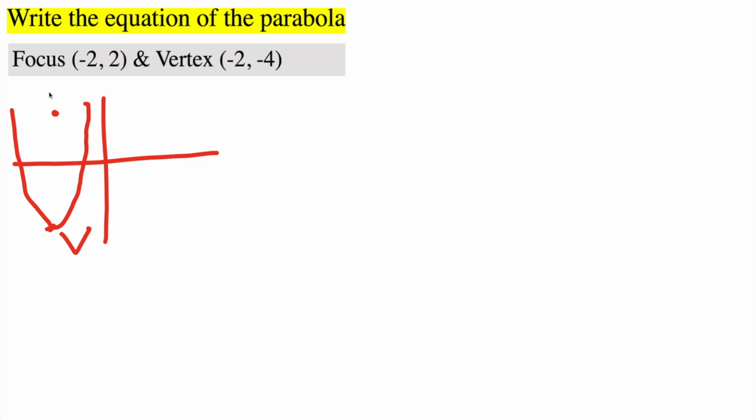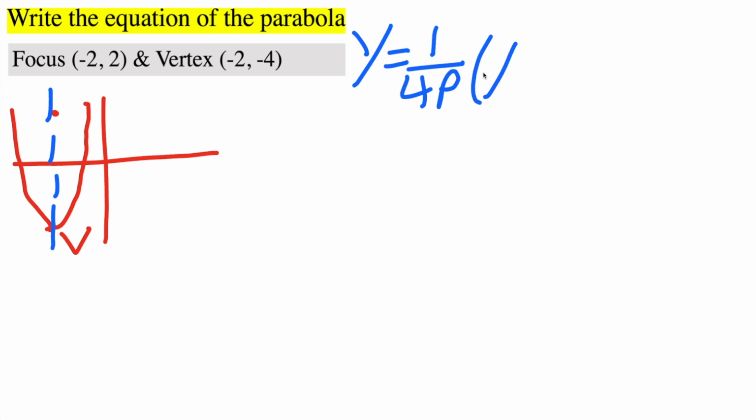If I draw a vertical line down, it's going to cross. So this tells us that we have a vertical axis of symmetry. And so we're going to use the formula for vertical axis of symmetry, which is y is equal to 1 divided by 4p parentheses x minus h, close parentheses, squared plus k.